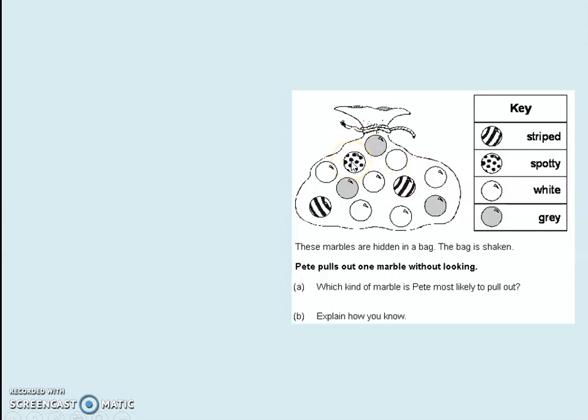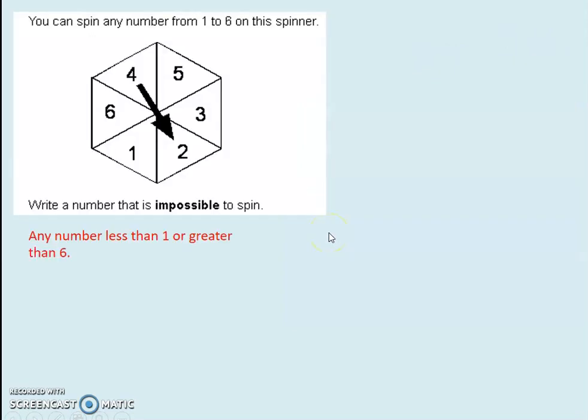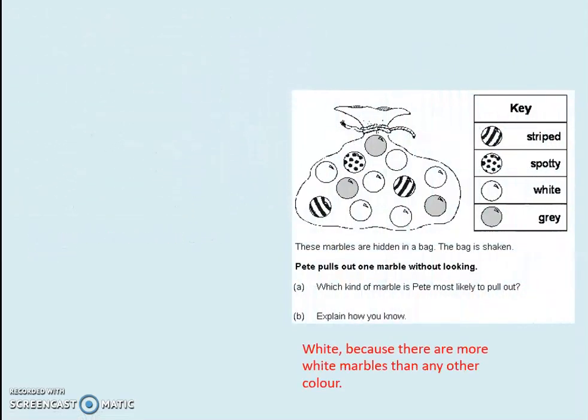Most likely means the ball which is having more probability than others. Since we have more white balls, which will be the ball that is more likely to be pulled out by Pete? It will be the white balls. So based on the number of each ball it has. So here are the answers.